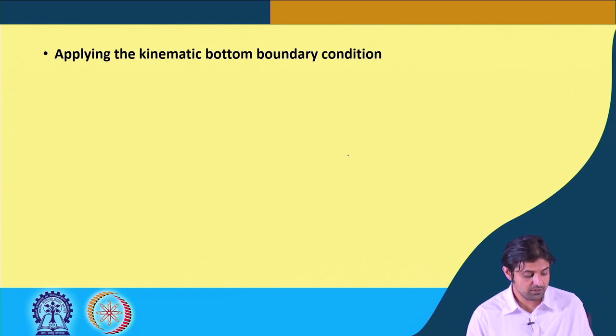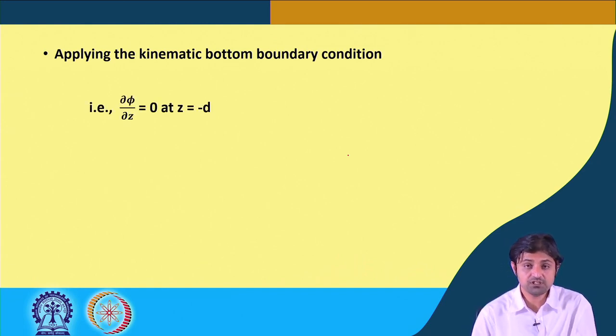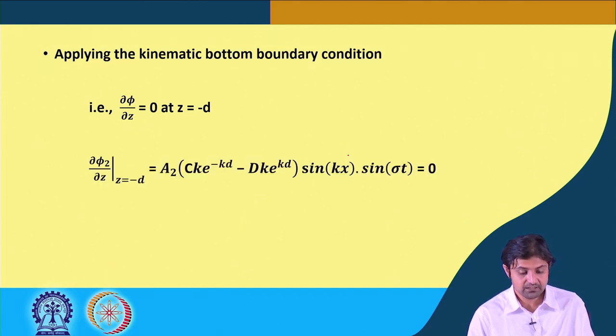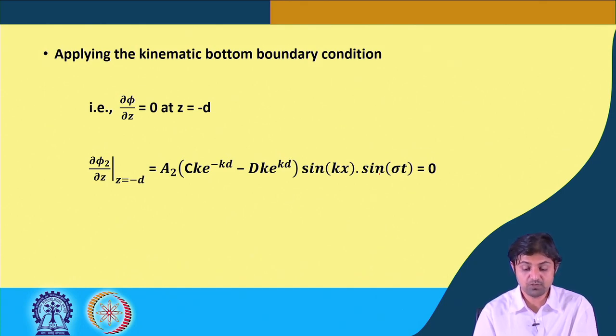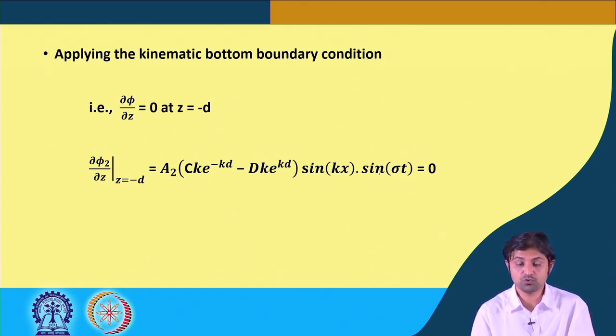If we apply the kinematic bottom boundary condition, which means if phi is the velocity potential, w is given by del phi del z, and that will be 0 at z is equal to minus d. If you apply that, del phi del z at z is equal to minus d, it will be a2 into c e to the power minus kd minus d k e to the power kd into sin kx sin sigma t is equal to 0, right, at z is equal to minus d. So, now there is no z, but instead of z we have substituted d.